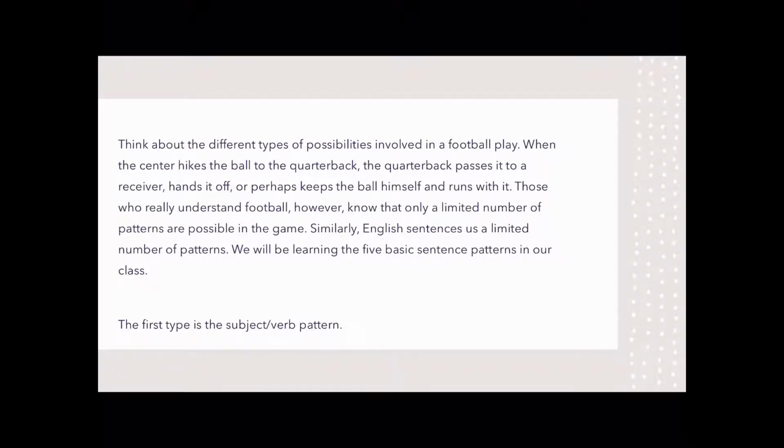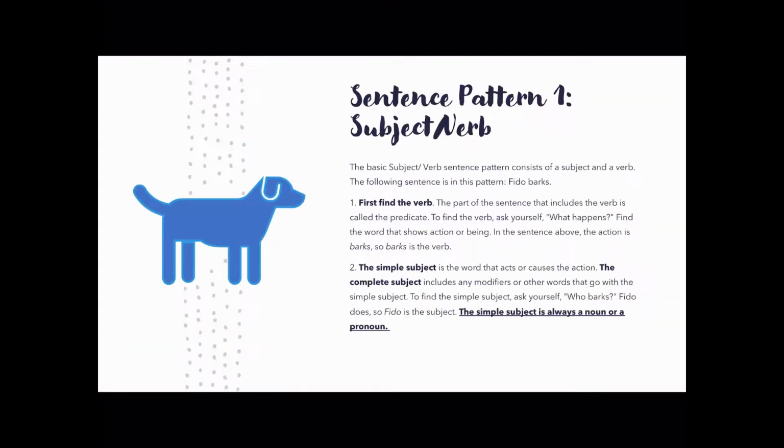Those who really understand football, however, know that only a limited number of patterns are possible in the game. Similarly, English sentences use a limited number of patterns. We will be learning the 5 basic sentence patterns in our class. The first type is the subject and verb pattern. So the basic subject-verb sentence pattern consists of a subject and a verb.